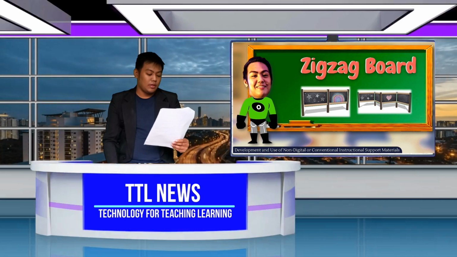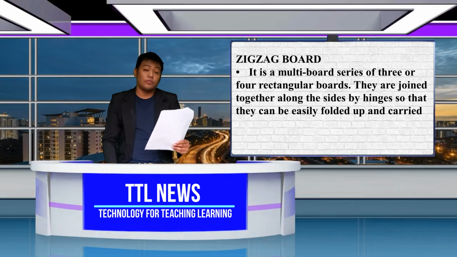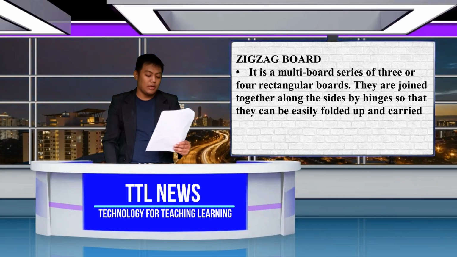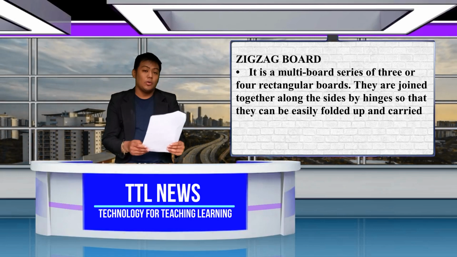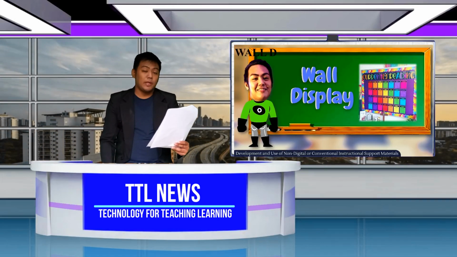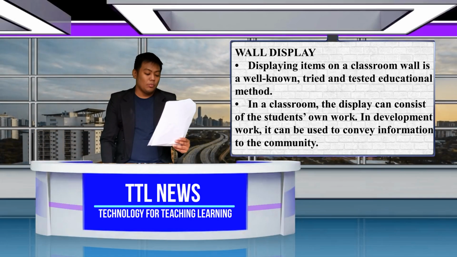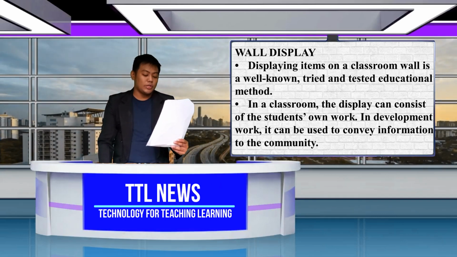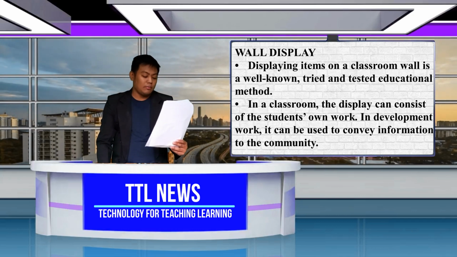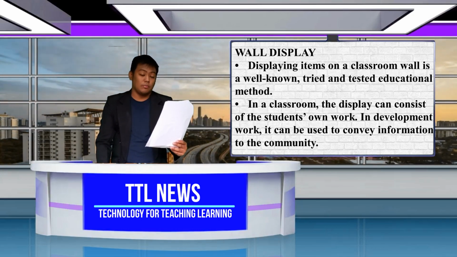Zigzag board. It is a multi-series of 3 or 4 rectangular boards. They are joined together along the sides by a hinge so they can be easily folded and carried. Wall display. Displaying items on a classroom wall is well known, tried and tested educational method. In a classroom, the display can consist of the children's or students' own work. In development work, it can be used to convey information to the community.